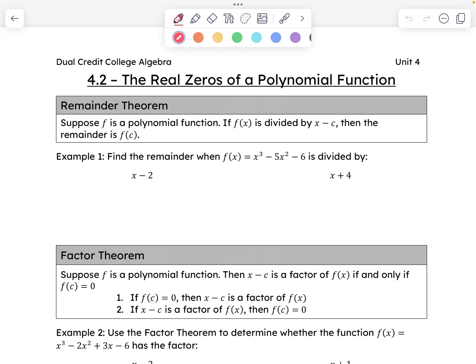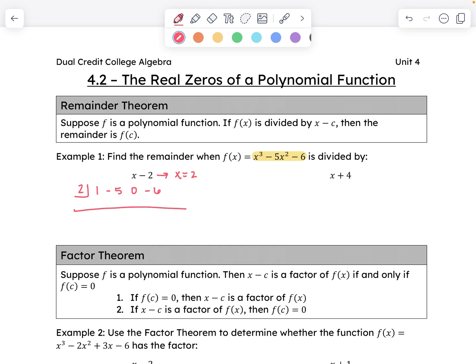So if we're looking at synthetic division, remember we've got our box up here. And if I have x minus 2, that would mean that x equals 2. So in our box, we're going to put that 2. Then our polynomial function is x cubed minus 5x squared minus 6. So we are going to list out our coefficients next to the box. So we have 1x cubed, negative 5x squared, 0x and negative 6. Remember to put that placeholder where that x would go.